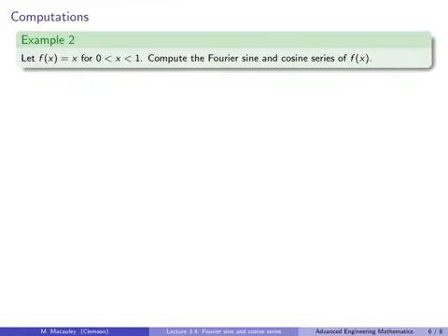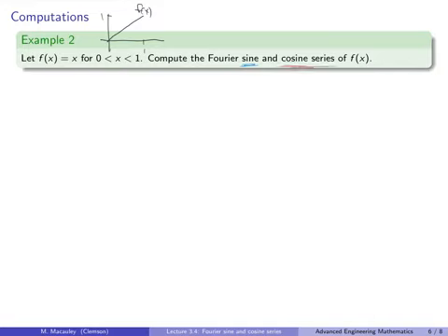We'll conclude with an example. Let's let f of x be equal to x, defined on 0 to 1. Let me sketch that right here. That's easy to draw. So that's this little function. This is f of x. Let's compute the Fourier sine and cosine series of x. So I'm asking two different things: compute the Fourier sine series and compute the Fourier cosine series.